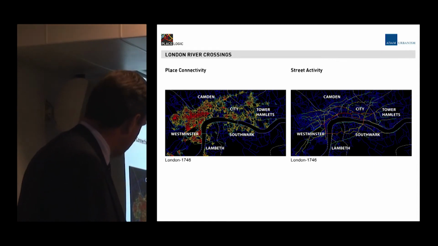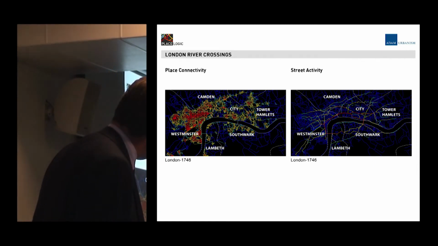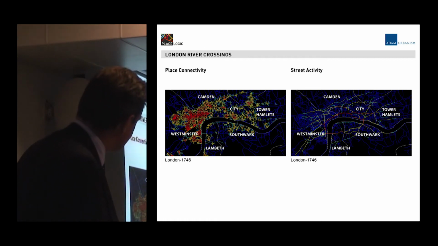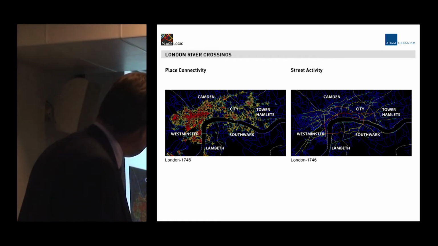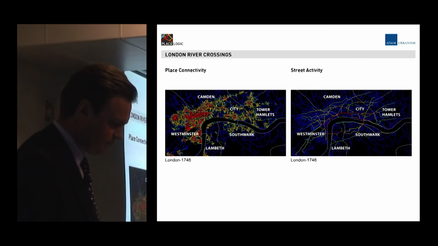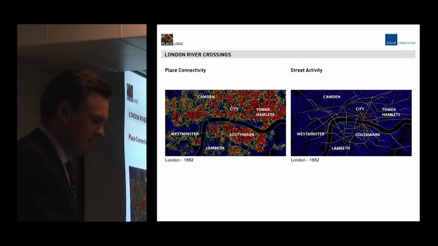And of course, at this time there were only two bridges. There was London Bridge over in the east and Westminster Bridge over in the west. And the street activity you can see on the right-hand side, the busiest routes really connect those two bridges together. So fast forward 140 years, we're now in the 1880s.